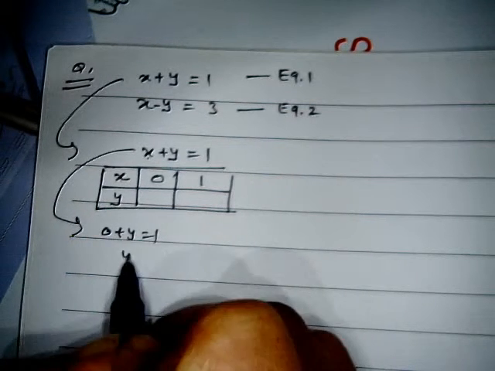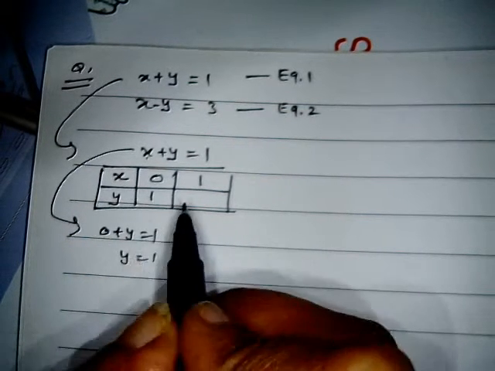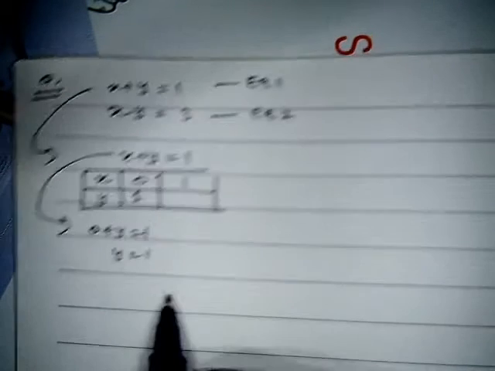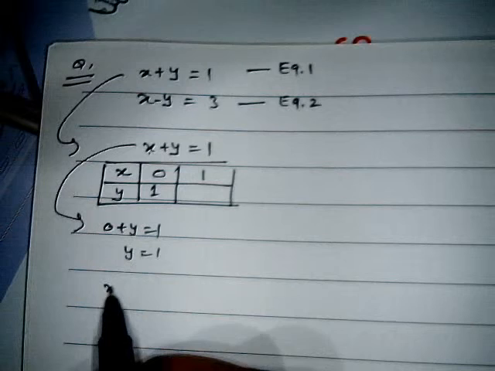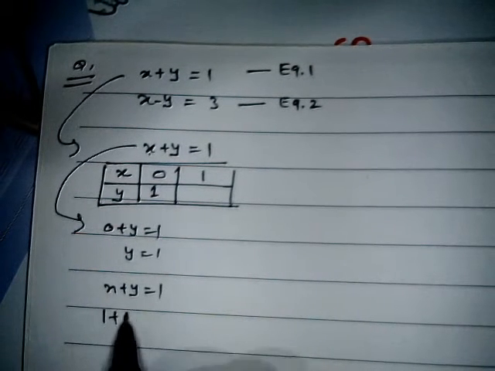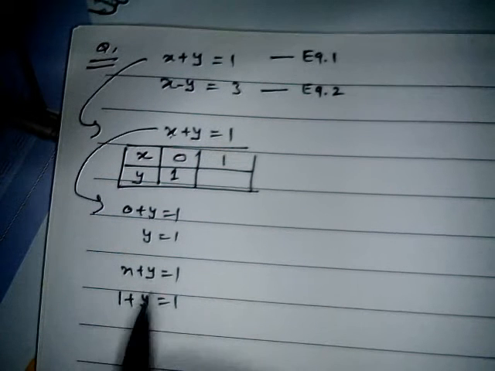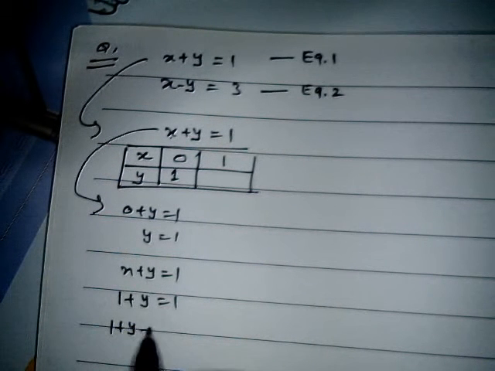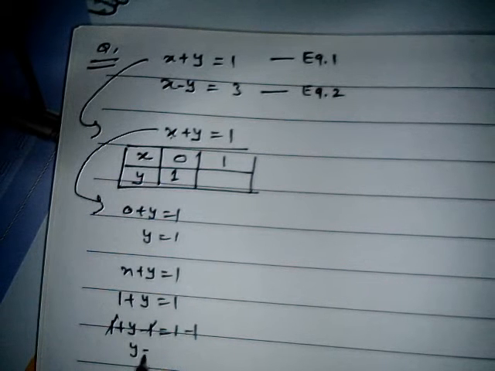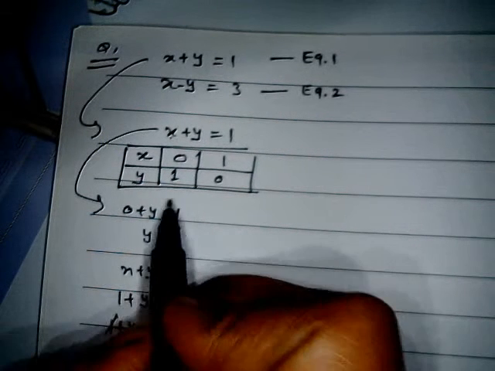Now when you plug in 1 for x, x plus y equals 1 becomes 1 plus y equals 1. Now I need to solve this to get the value of y. This cancels out, so y equals 0. So the coordinates I am getting are (0, 1) and (1, 0).